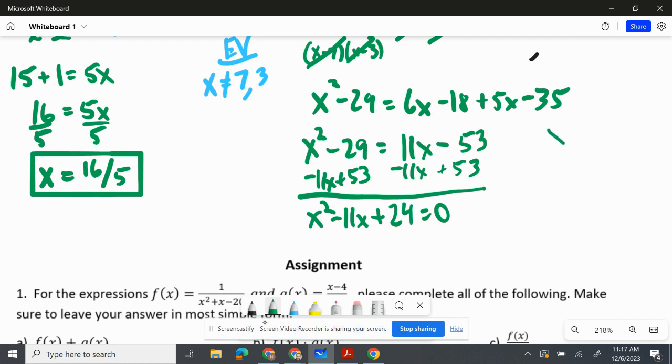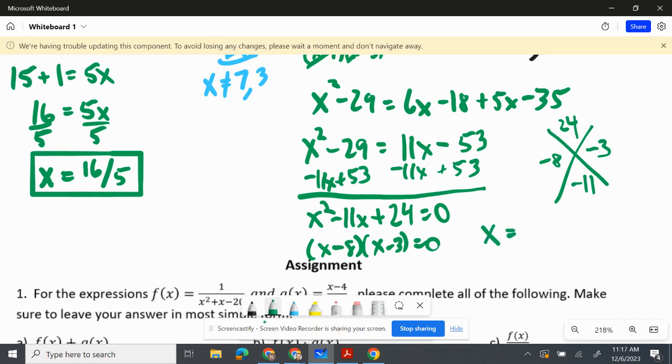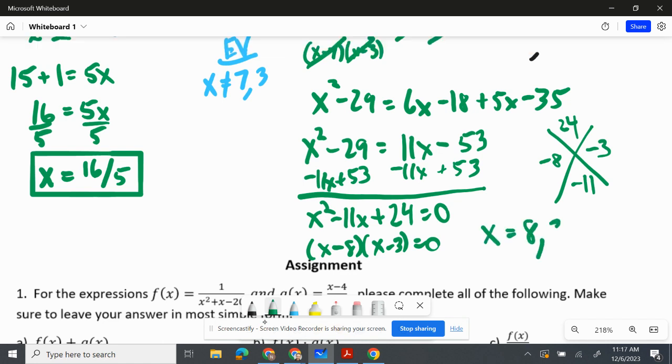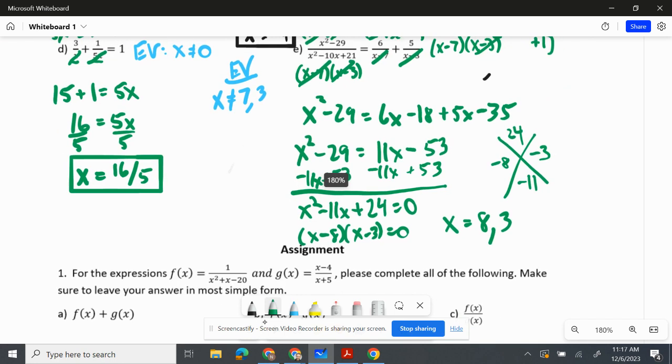So I'm looking for two numbers that when you multiply them together give you 24, add up to -11, and that gives us -8 and -3. So x minus 8, x minus 3 is equal to 0. So x is equal to 8, 3. And then when we look at our excluded values, we notice that 7 and 3, we have a 3 right there, so we're going to cross that out, and x is just equal to 8.